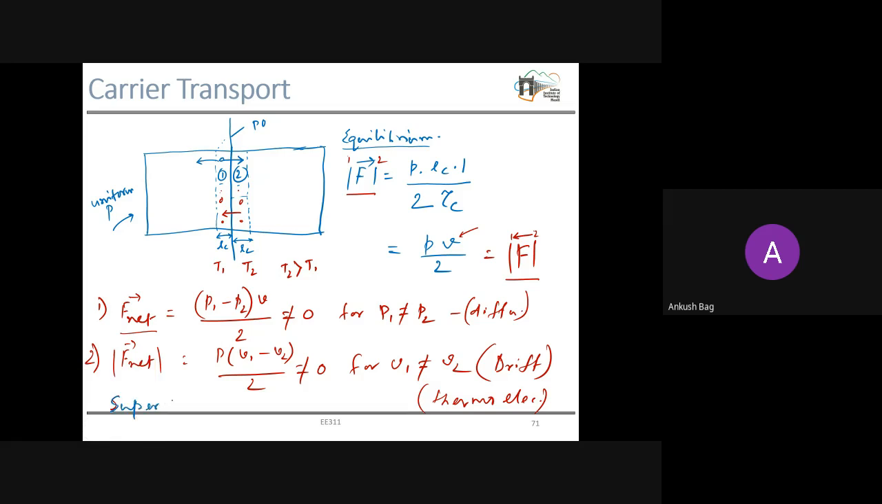Superimposition of directed component or directed motion over random motion. So I am telling once again, see how there is a random motion, but those random components are having this directed component now.